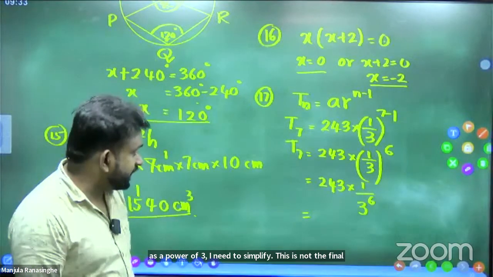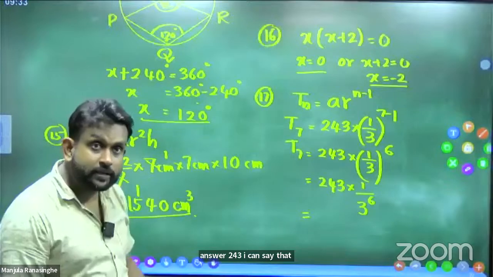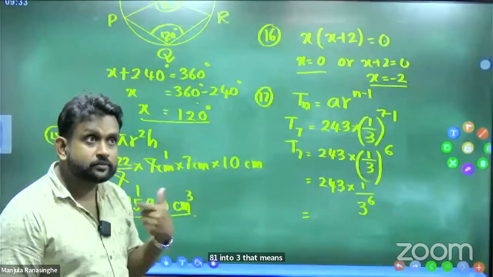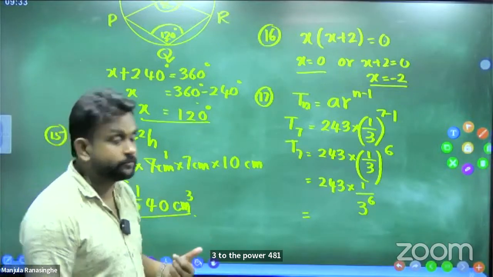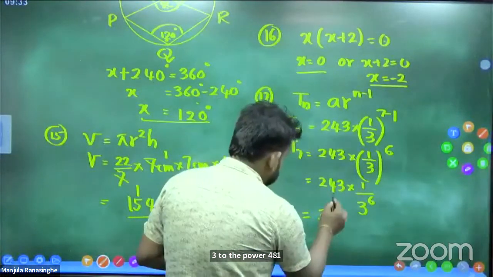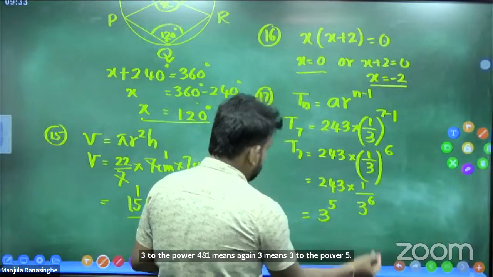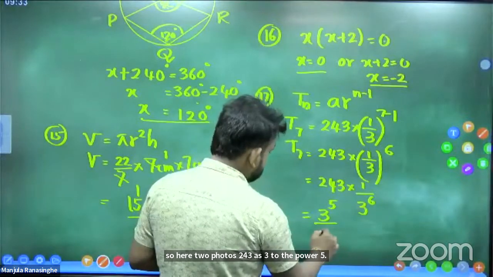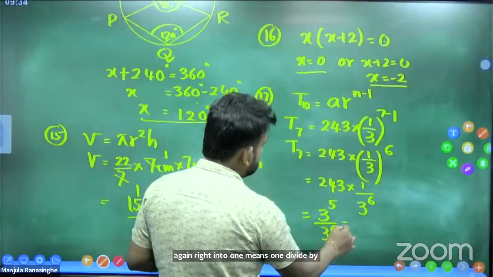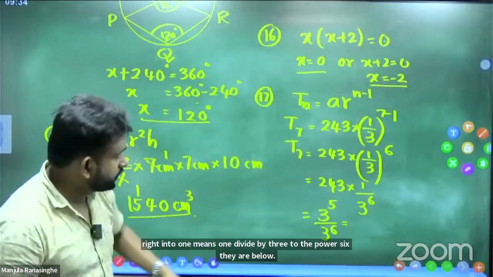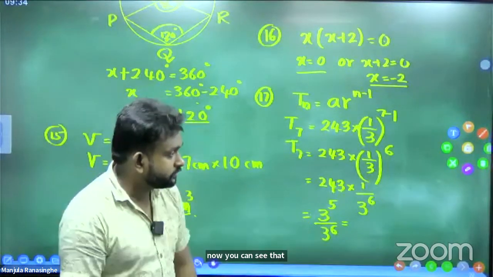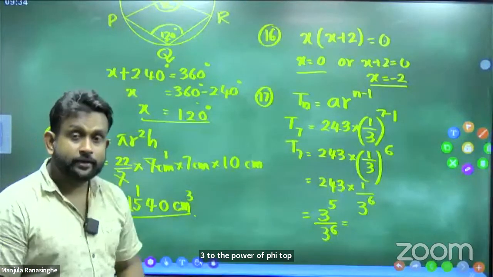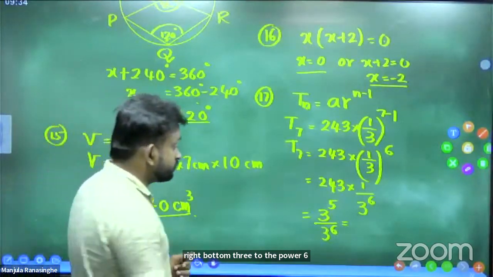243, I can say that is 81 into 3, that means 3 to the power 4 for 81, and again 3 means 3 to the power 5. So here 243 is 3 to the power 5. I can write 1 divided by 3 to the power 6 below. Now you can say 3 to the power 5 on top and 3 to the power 6 at the bottom. So you can apply the index rule. What is the index rule?